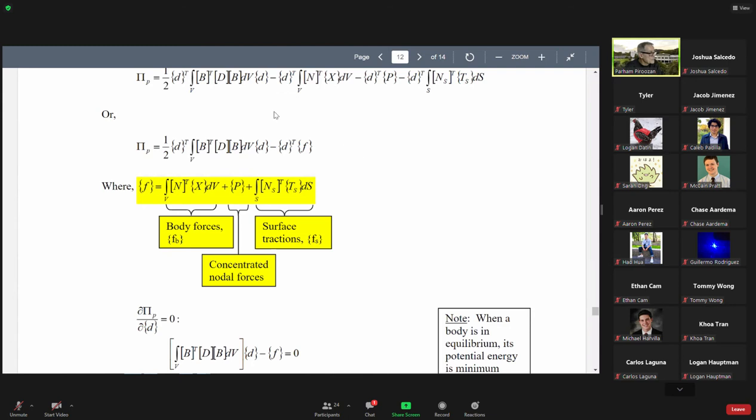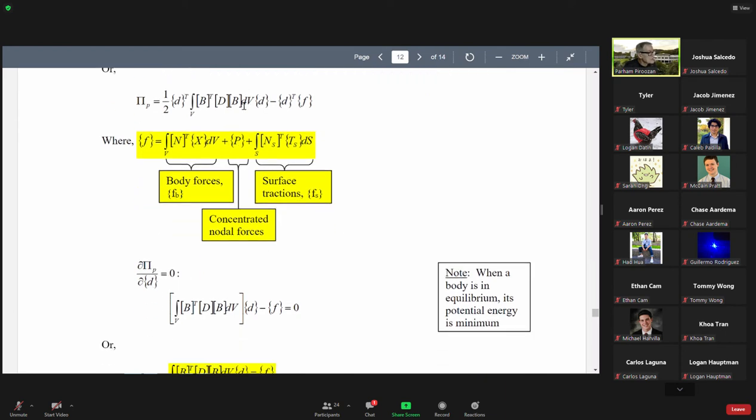This must be minimum, principle of minimum potential energy, which states that when a structure is in equilibrium, its potential energy is minimum. So this must be minimum. Derivative of this with respect to displacement, put it equal to 0. From here, we get what? We get this integral of B transpose dB, minus D is equal to F, or minus F. So this will be out, it is negative F.